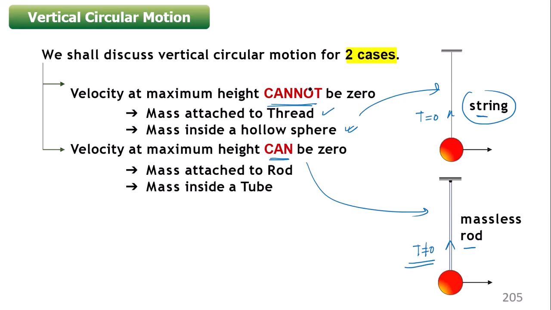And once the tension becomes zero, then velocity cannot be zero. If I say for this string the tension is equal to zero, that means velocity is not equal to zero. But whenever I am saying tension is not equal to zero, that means velocity can be zero. I cannot say that velocity is always zero, or that velocity is always not equal to zero, but there is a chance that velocity might be zero. So these are the two types of problems that are going to be analyzed for vertical circular motion.